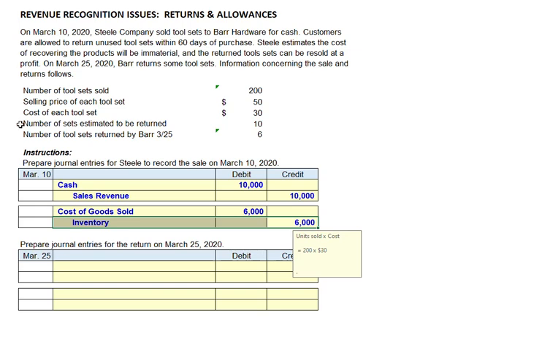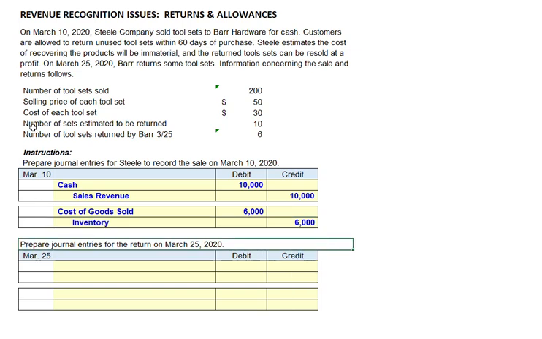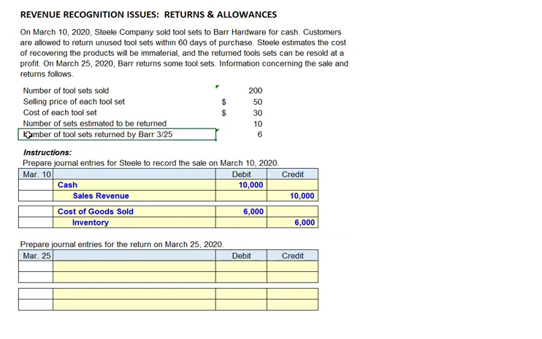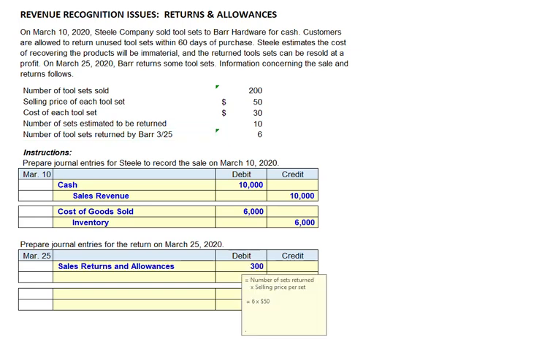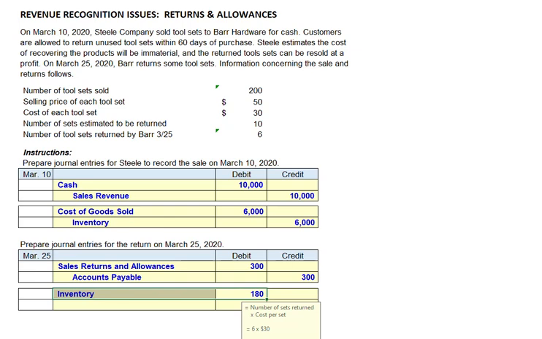We're next told that on March 25th, Bar Company returned 6 tool sets. Let's record the journal entries for the return of the tool sets on March 25th. We will debit sales returns and allowances. Again, sales returns and allowances are a contra sales account, for $300. That's the 6 tool sets at $50 a tool set. And we will credit accounts payable since the sale was in cash, and we're going to have to pay Bar back. We also need to make our journal entries for inventory. 6 sets at $30 a piece.